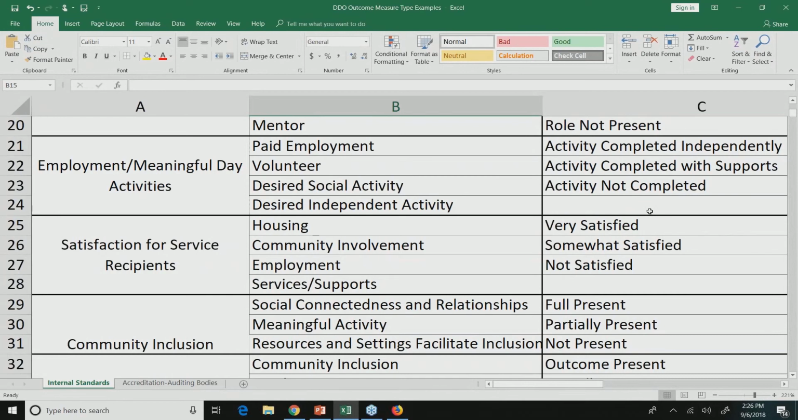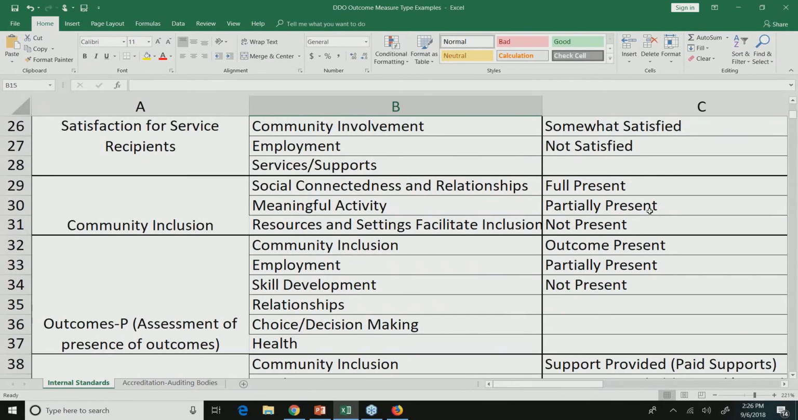depending on what you want to see, okay? A lot of the times, community inclusion is very popular, something that we're all working towards. And so you may want to look and see from the lens of, are we working towards social connectedness and relationships for individuals? Again, are they participating in meaningful activities? Do they have resources and settings that facilitate inclusion? And so maybe based on the data that you're collecting in your ISP programs, you're able to capture or see that information. And then your scoring label is that the outcome was fully present, partially present, or not present, okay?